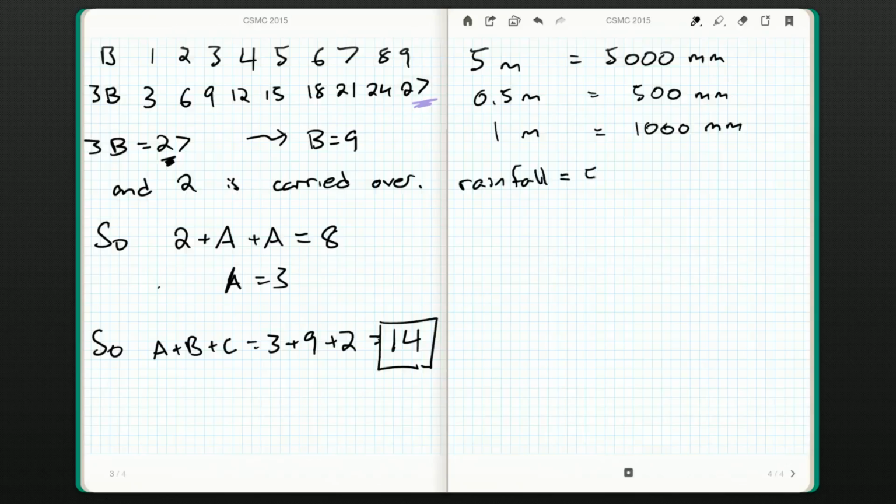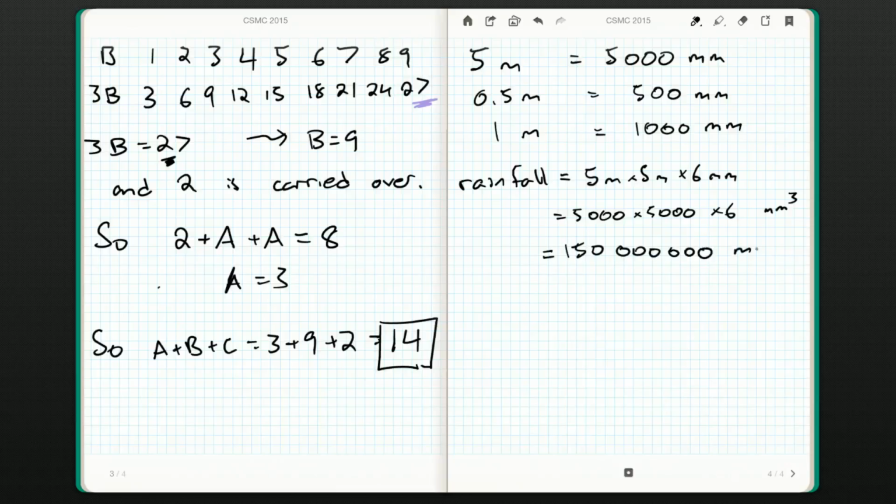Well, that's going to be 5 meters by 5 meters by 6 millimeters. But that's 5,000 by 5,000 by 6 millimeters cubed, and we can calculate this out. So we've got 5,000 times 5,000, times 6, we get 150 million. 5 times 5 is 25, times 6 is 150, and then the other zeros come along for the ride.